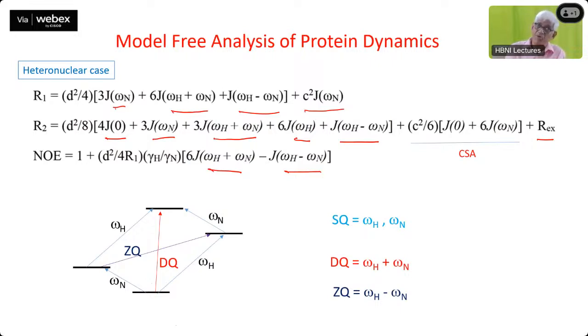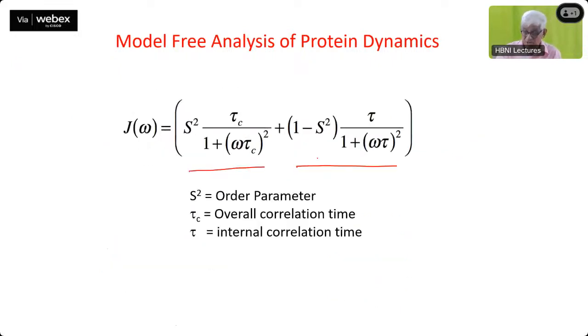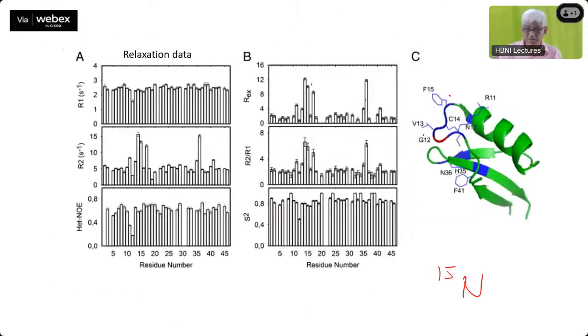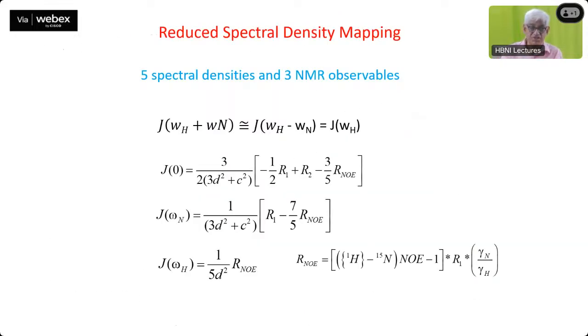Therefore, there can be an ambiguity. Your data may not be perfectly representing the variation in the spectral densities. Therefore, this becomes a question, and what you do is make a simplification here. 5 spectral densities and 3 NMR observables cannot give a unique solution.